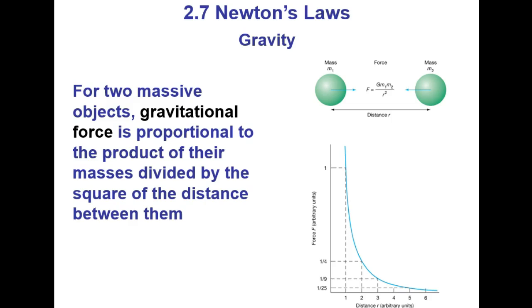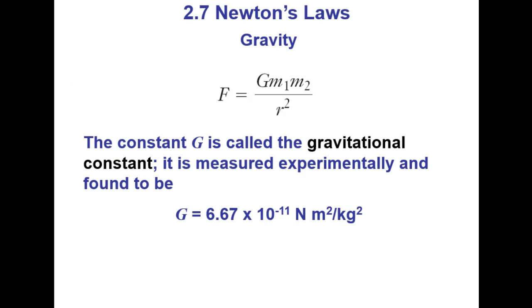For two massive objects, gravitational force is proportional to the product of their masses divided by the square of the distance between them. Gravity. F equals G times m1 times m2 divided by r squared. The constant G is called the gravitational constant. It is measured experimentally and found to be G equals 6.67 times 10 to the negative 11th N m squared divided by kilograms squared.